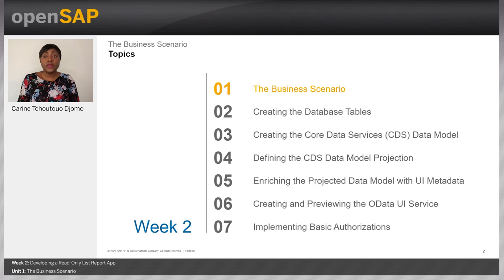This week, we will build a read-only SAP Fiori travel list report app, step by step. We will start by creating the database tables, the CDS data model, the data model projection, and enrich it with UI semantics. Then we will create the OData service and preview the SAP Fiori Travel app. Finally, we will implement basic authorization for data access using CDS roles. In the present unit, we will have a look at the business scenario underlying the travel app.